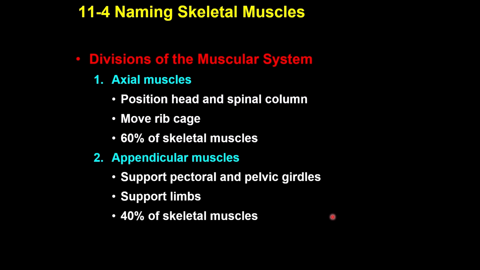The other 40% are the appendicular muscles, and these are the shoulder and hip girdles, and also the limbs, upper and lower limbs.